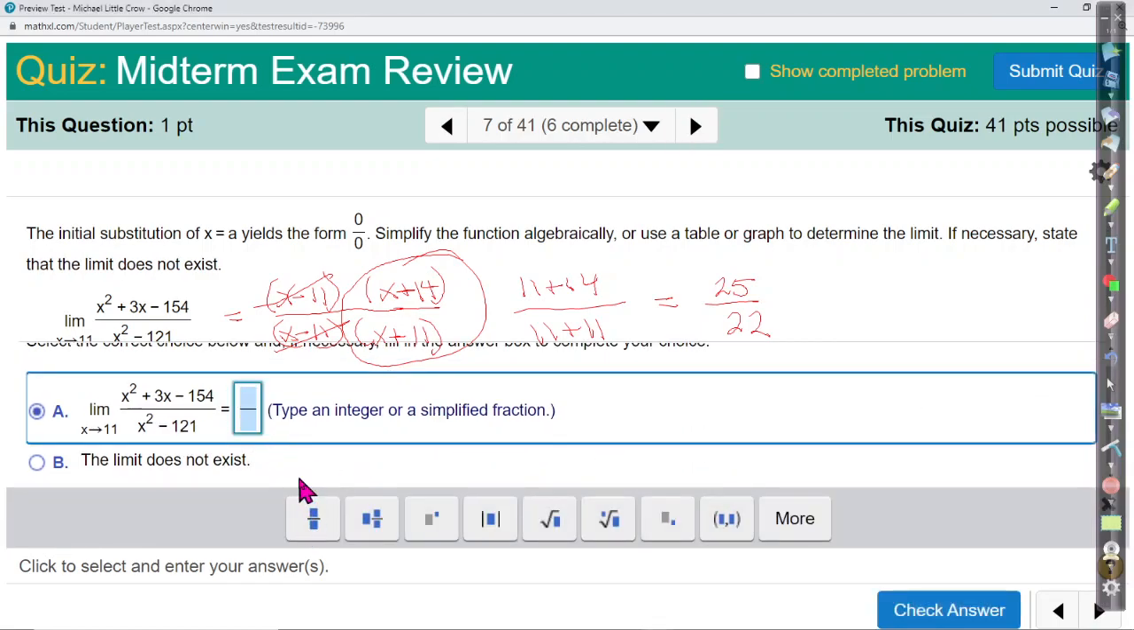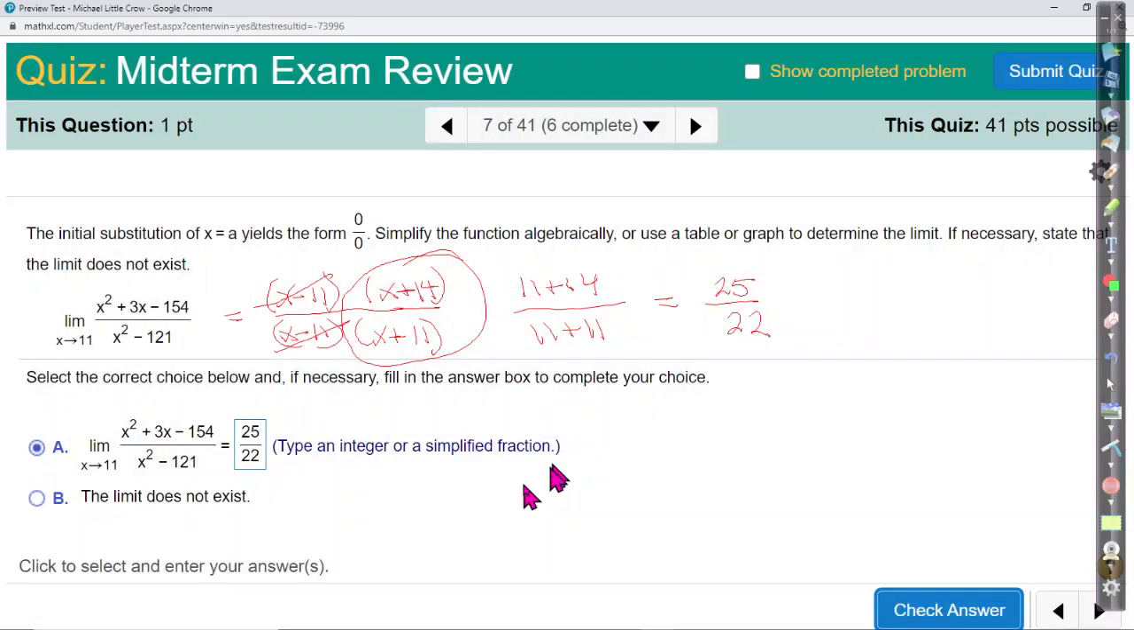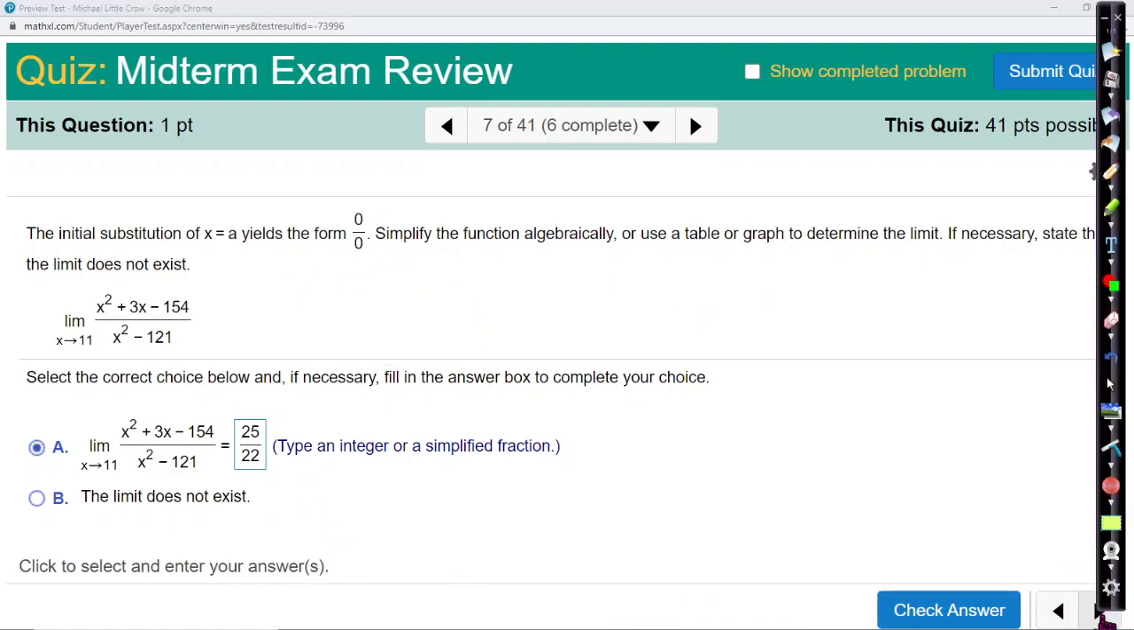So we'll bring up the function tool. 25 over 22. Now again, you could do that with the graph, but then finding, anyway, this is a better way to do it. Would have found a decimal probably, right? So they give us these kind of answers. Let's go with that.